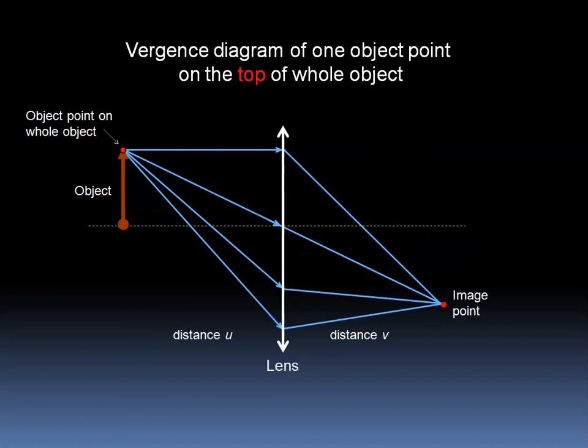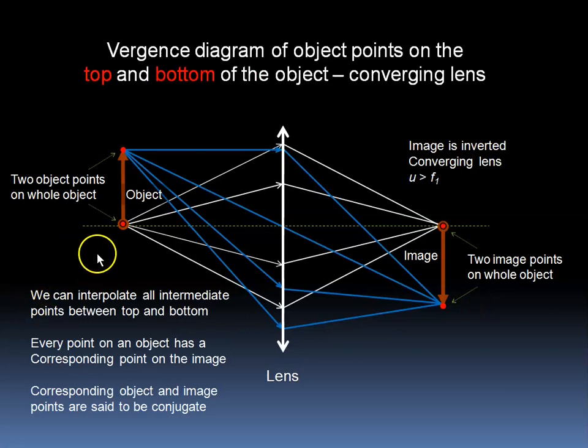Here we are showing the point at the top of the object giving off divergent light, which is then formed into an image point. Note that the image point is below the horizontal, whereas the object point is above it. Here we see the diagram of light coming off both the bottom point and top point of the object. These points have corresponding image points, as shown.